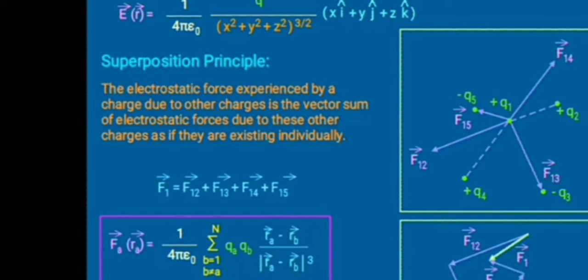And this principle, according to which the total force is the force exerted by all the charges, is known as the superposition principle. The electrostatic force experienced by a charge due to other charges is the vector sum of electrostatic forces due to these other charges if they are existing individually.